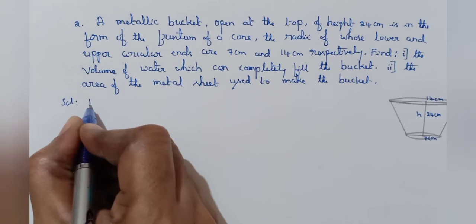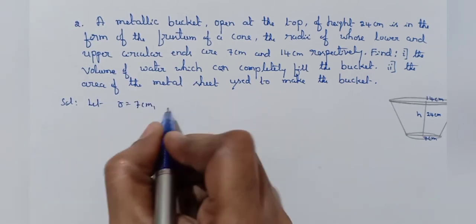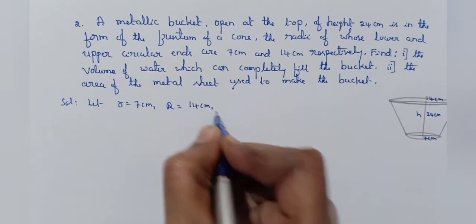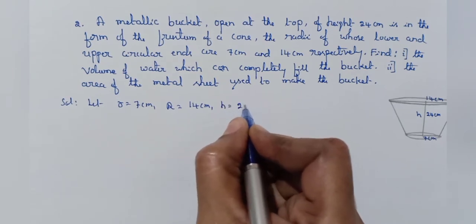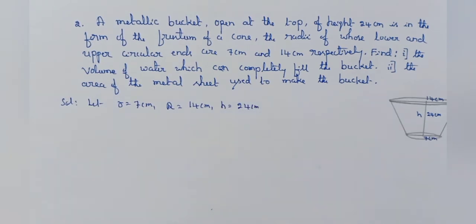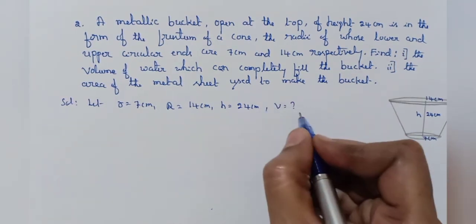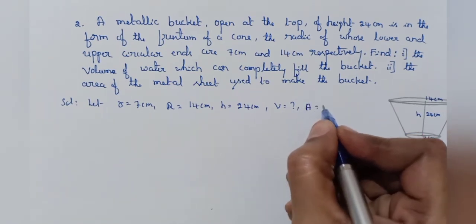Let small r be equal to 7 centimeter and capital R be equal to 14 centimeter, and the height of the bucket is given, h is equal to 24 centimeter. So next we have to find out the volume of the bucket and also the area of the metal sheet required to make the bucket.